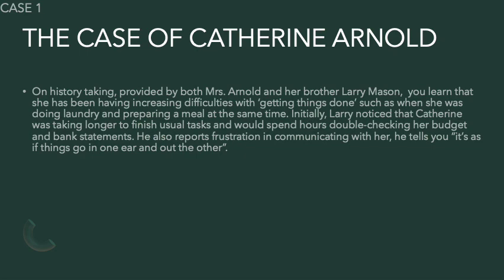On history taking provided by both Mrs. Arnold and her brother Larry Mason, you learned that she has been having increasing difficulties with getting things done, such as when she was doing laundry and preparing a meal at the same time. Initially, Larry noticed that Catherine was taking longer to finish usual tasks and would spend hours double-checking her budget and bank statements. He also reports frustration in communicating with her. He tells you, it's as if things go in one ear and out the other.